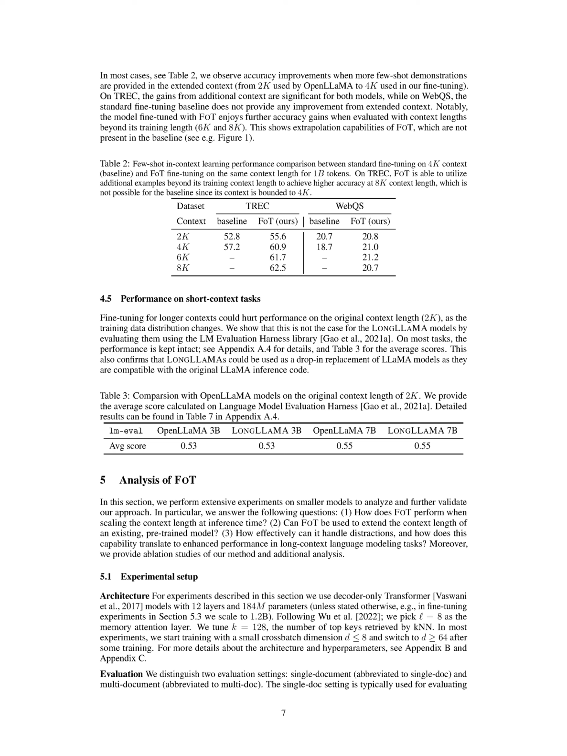For the experiments in this section, we're using decoder-only transformer models with 12 layers and 184 million parameters. We've chosen 8 as the memory attention layer and tuned the number of top keys retrieved by KNN to 128.